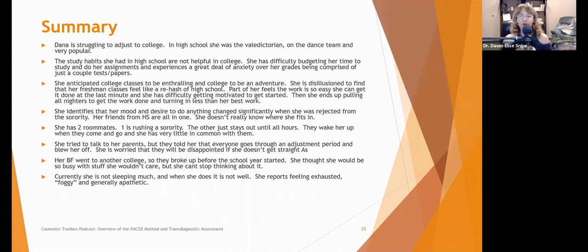She's worried that they will be disappointed if she doesn't get straight A's. Her boyfriend went to another college, so they broke up before the school year started. She thought she would be so busy with stuff at college that she wouldn't care. But since college sucks so bad, she can't stop thinking about her boyfriend and the good old days. Currently, she's not sleeping much, and when she does, it's not well. She reports feeling exhausted, foggy, and generally apathetic.